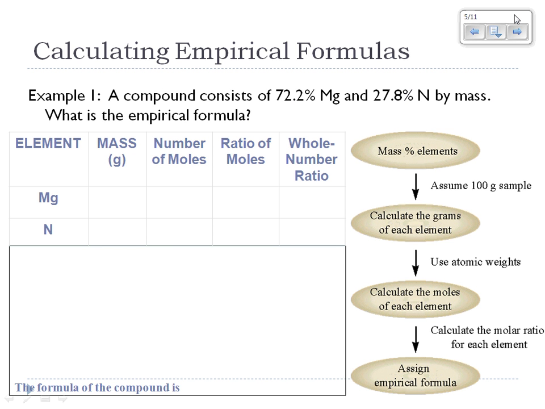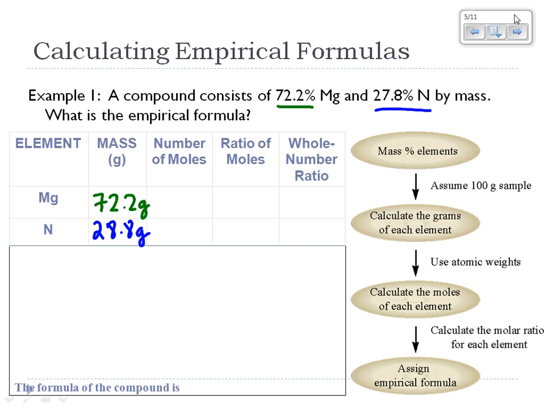Your first step is to find the mass of each element. All we're going to do is assume that we have 100 grams, and we're going to take these numbers and fill them in. So I've got 72.2% magnesium. I'm going to call that 72.2 grams of magnesium. And then I've got 27.8% nitrogen, so I'm going to call that 28.8 grams of nitrogen.